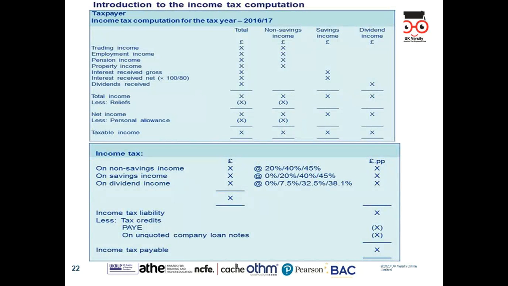Normally with the pro forma we can categorize them: non-savings income, which is employment; savings income; dividend income; even property income. We have different rules and different rates for each category, and normally we use the pro forma for this return.